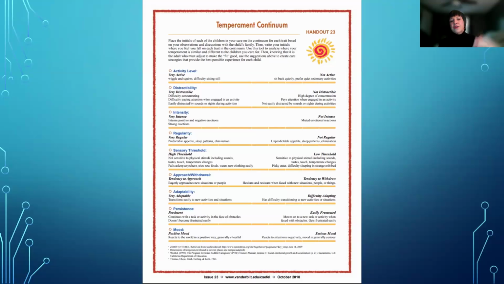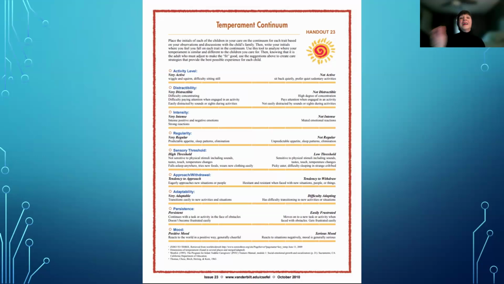It takes each of the 9 areas of temperament: activity level, distractibility, intensity, regularity, sensory threshold, approach and withdrawal, adaptability, persistence and mood, those 9 factors. And it puts them on a continuum, each thing. So, for example, an activity level, are you very active, wiggly and squirmy and difficulty sitting still, or are you not active? Sits quietly, prefers quiet, sedentary activities. You take your child or yourself and you plot them on each of those 9 factors.